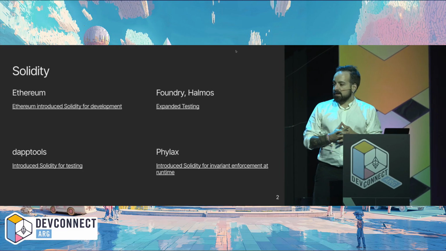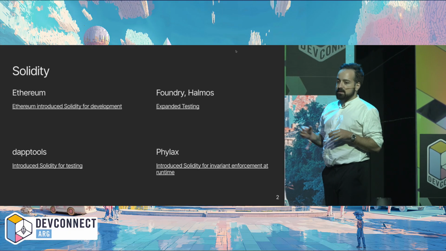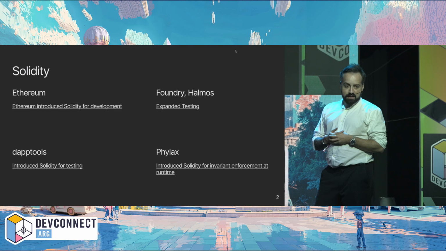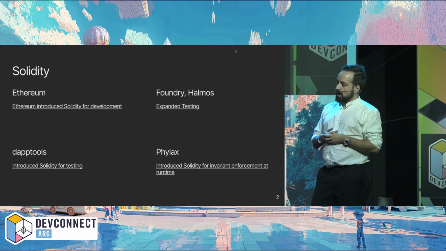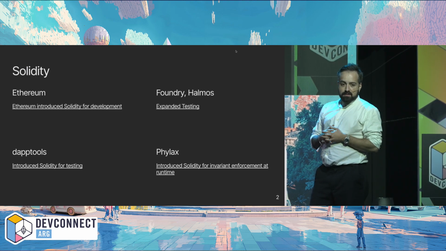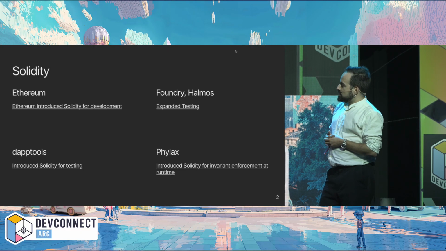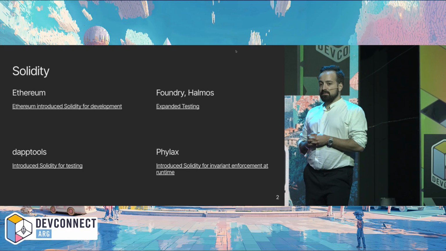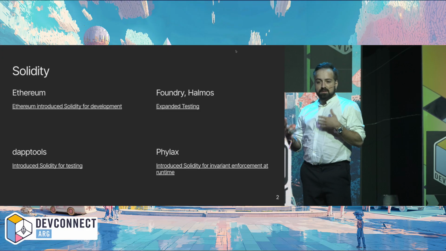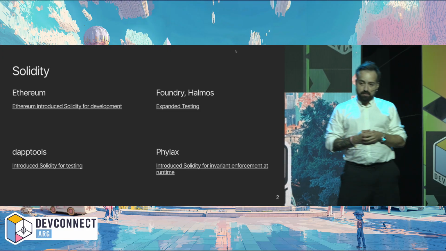So what are invariants? I want to deconstruct this a bit. We are using Solidity to allow the developer to express an invariant, something that should always be true about our system. And then we enforce that at runtime, right? And by runtime, we mean whenever a transaction interacts with our protocol.